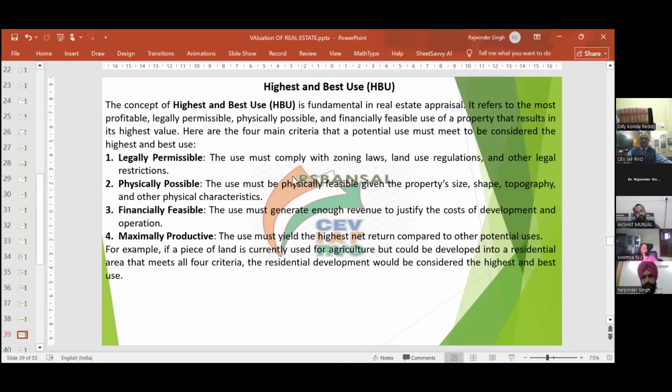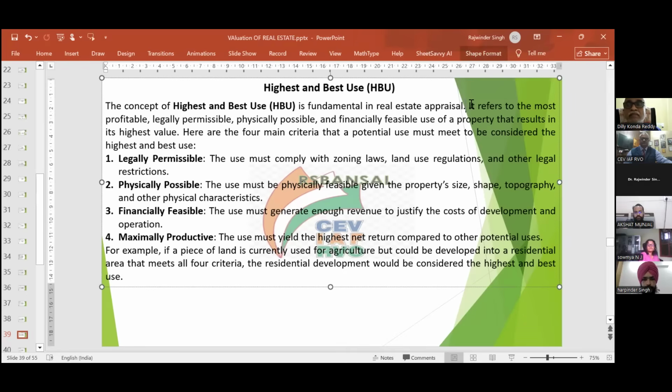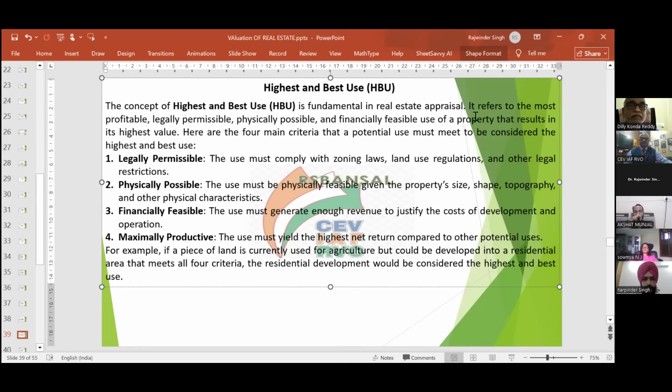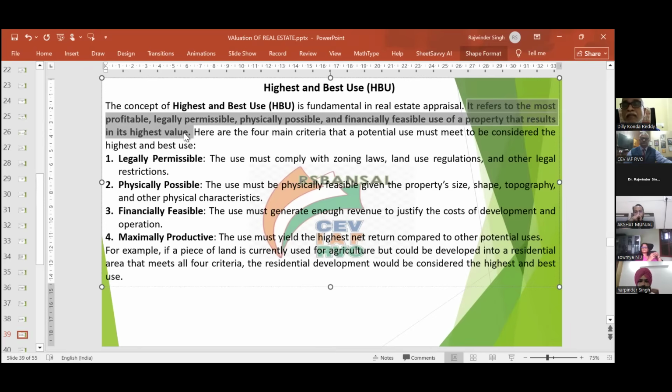And then the most important thing, highest and best use. We already discussed this. What is highest and best use? It refers to the most profitable, legally permissible, physically possible, and financially feasible use of a property. That is highest and best use.